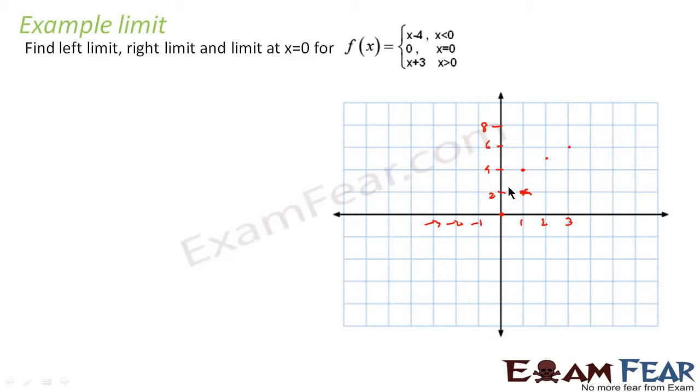So we get a graph like this. But for 0, this is not valid. So we'll put a hollow circle here. This is the graph for any number greater than 0.